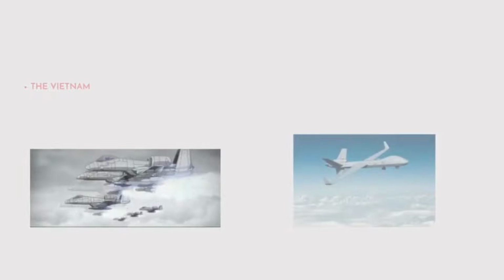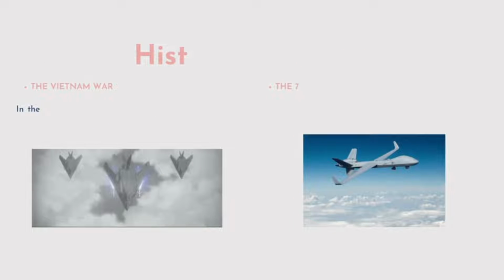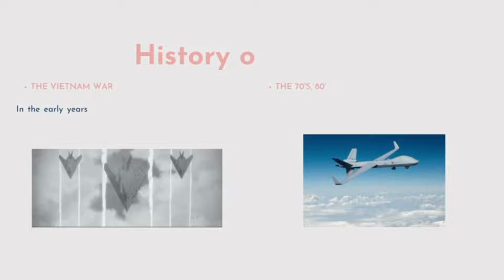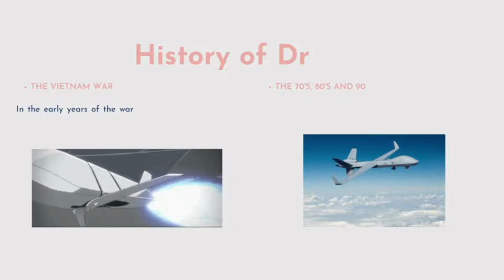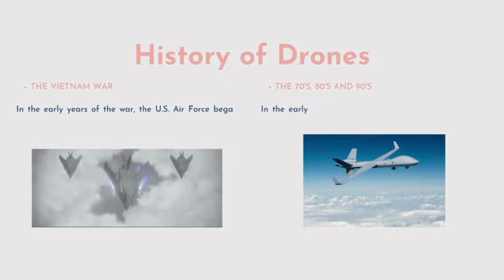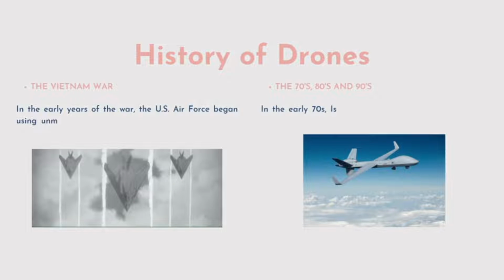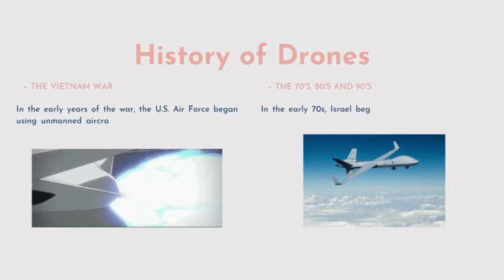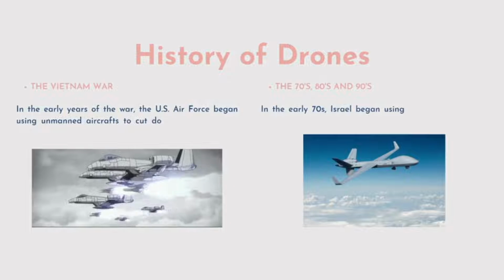The Vietnam War. In the early years of the war, the U.S. Air Force began to use unmanned aircraft to cut down on piloted flights over hostile territory. Investment in drone technology continued after the Soviet Union shot down an American spy plane in 1960.